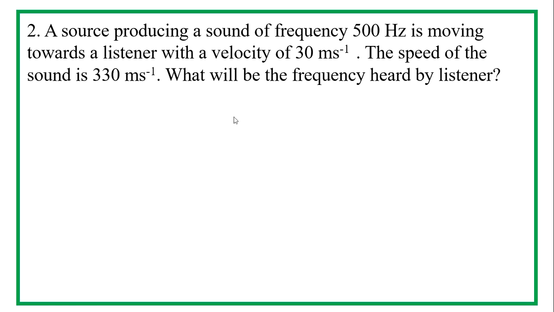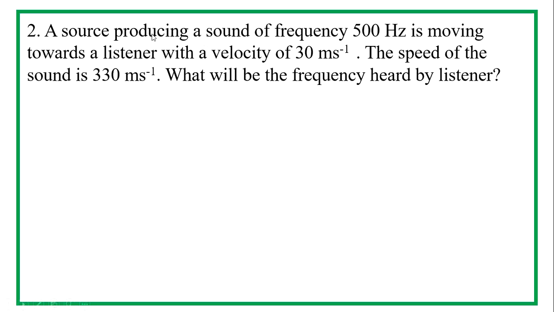Question number 2. A source producing a sound of frequency 500 hertz is moving towards a listener with a velocity of 30 m/s. The speed of the sound is 330 m/s. What will be the frequency heard by the listener?